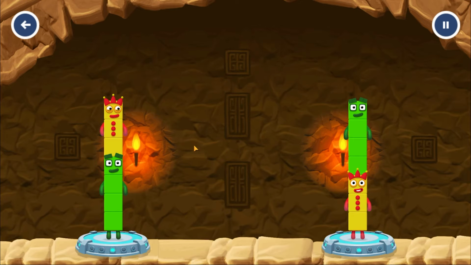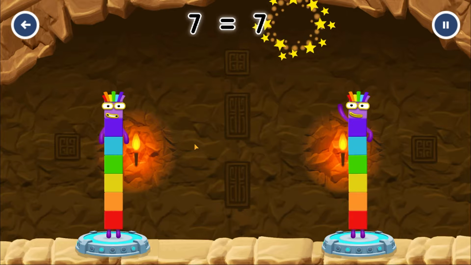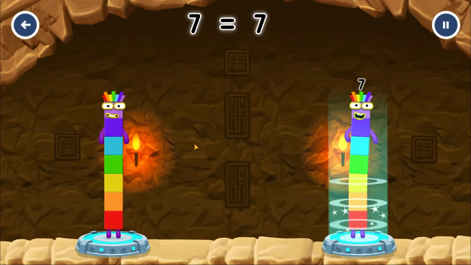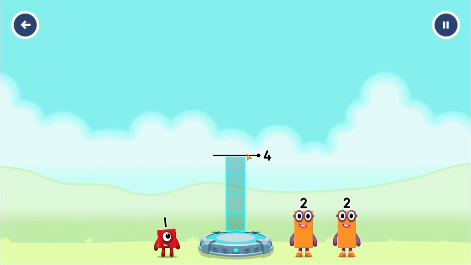Share the number blocks evenly to make 2 groups of 7. 4, 3, 4, 3. You solved it. 4 plus 3 equals 7. 3 plus 4 equals 7. 7 equals 7.